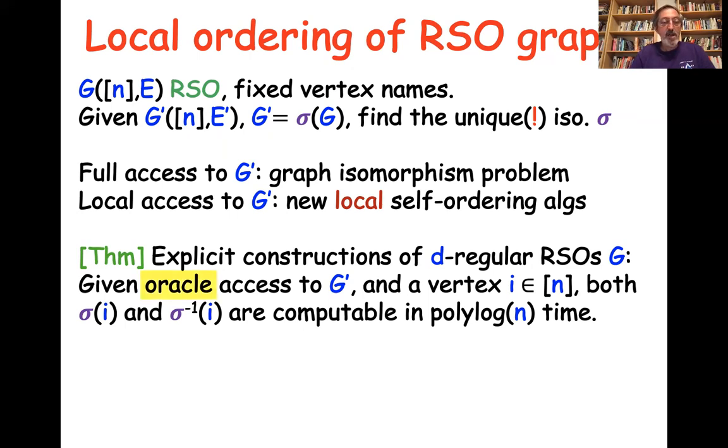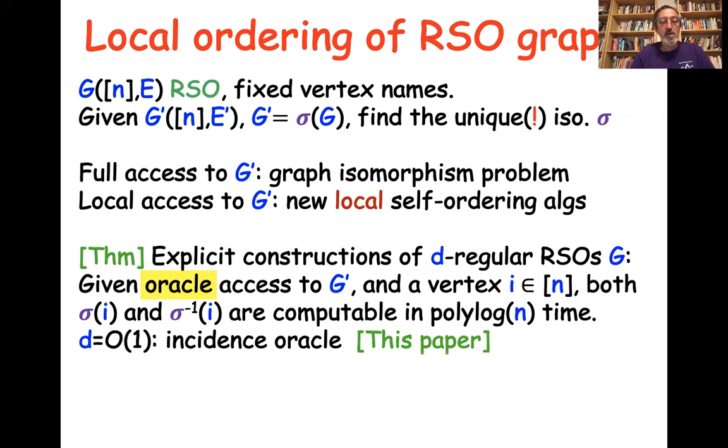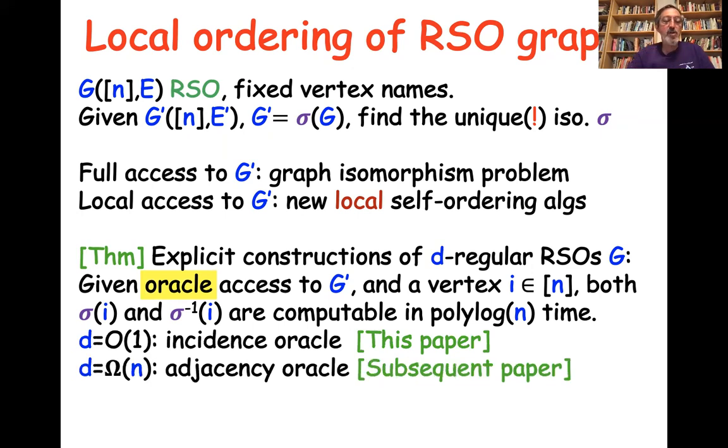What do I mean by oracle access? What I said before, incidence oracle in the sparse case, and that we do in this paper. We also have results in the dense case, but we do much better in a subsequent paper that I will mention later. But I will deal here mainly with the sparse case.